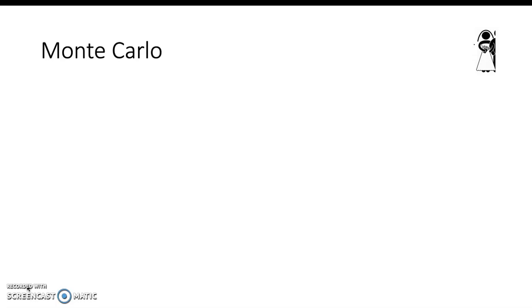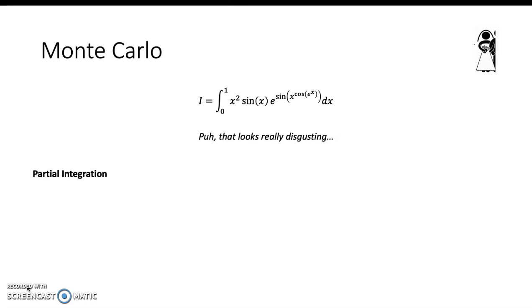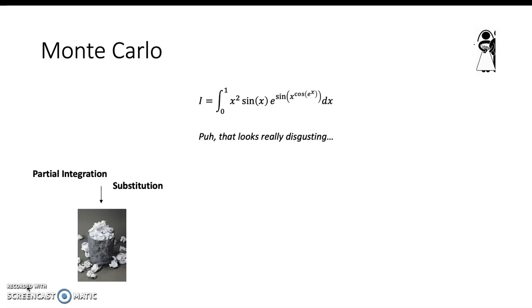Okay, so first the bride. What is Monte Carlo? For example, we have this integral which looks pretty disgusting, and with partial integration or substitution, which we will probably learn in university, you will get exactly this: a lot of wasted paper in your garbage bin, because you will not succeed in actually computing this integral.